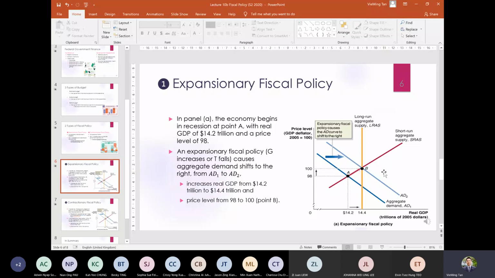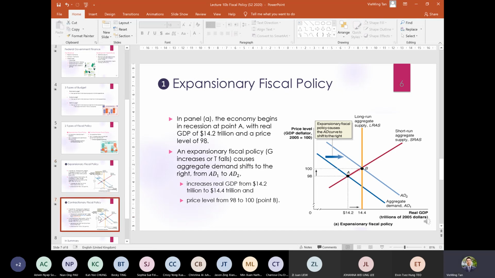So where is the macroeconomic equilibrium point now? Once the AD shifts to AD2, that will be point B. You may find that at point B, the price level is now increasing, and the GDP of the nation is also increasing. So when GDP increases, this can help to address the issue of recession, because once GDP increases, job opportunities also increase, and this can reduce unemployment.